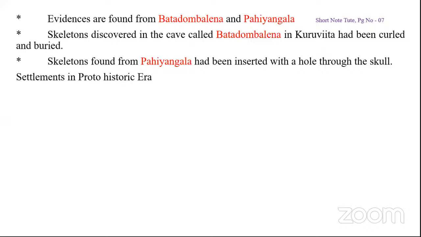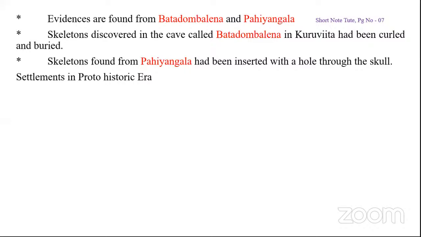Evidences are found from three places. Once again, Bhattadambalan and Pahiyangala mainly. So skeletons discovered in the cave called Battadambalan in Kuruvita had been curled and buried. That is the special feature regarding the skeletons found from Battadambalan. I don't know the meaning of that, or there's no meaning for curling and burying. Maybe because of the space problem. When you are burying a lot of skeletons, there's no space, so because of that, sometimes they made it curled and buried.